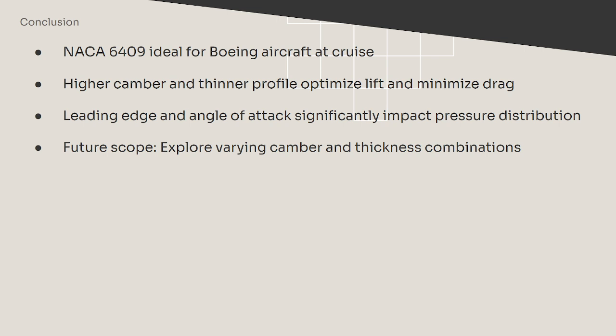To summarize, the NACA 6409 is the better airfoil for this Boeing cruise. Its higher camber and thinner profile help it generate more lift with less drag. The simulation also showed how the leading edge and angle of attack affect velocity and pressure distribution. A future direction could be to test combinations of camber and thickness to see if there's an even more optimized shape to help with velocity, pressure, drag, and lift.